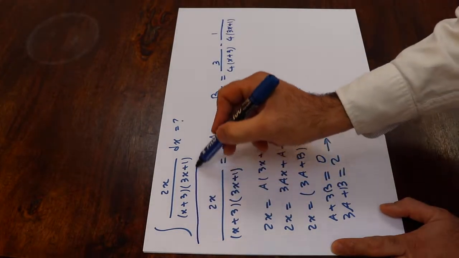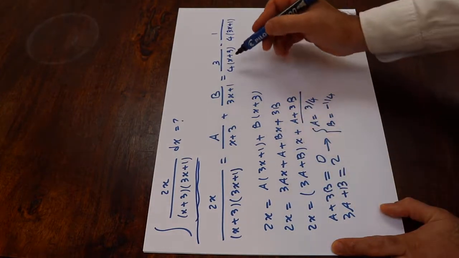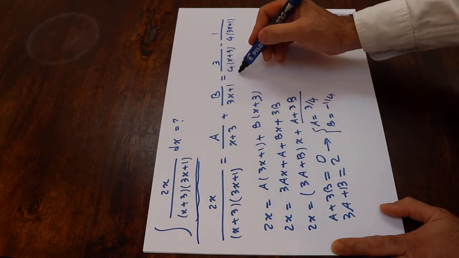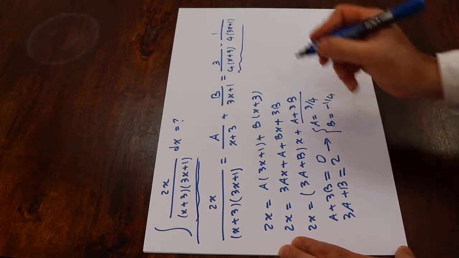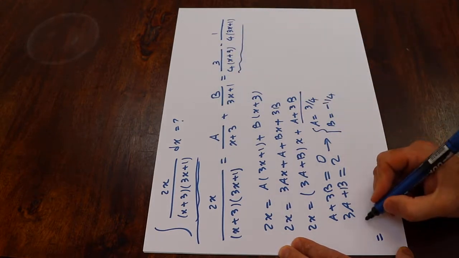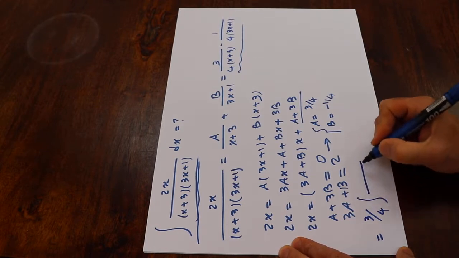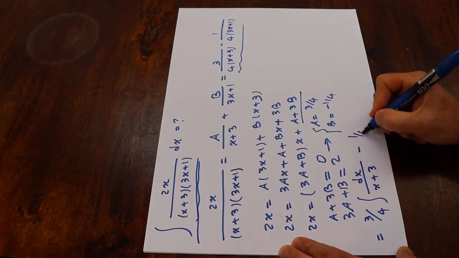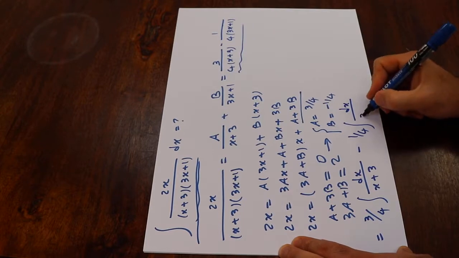Therefore, since this rational function is equal to the sum of these two partial fractions, this integral will be equal to the integral of this term. So the integral will be equal to: 3 divided by 4 is a constant, so I take it out of the integral. 3 divided by 4 integral of dx over (x plus 3) minus 1 divided by 4 integral of dx over (3x plus 1).